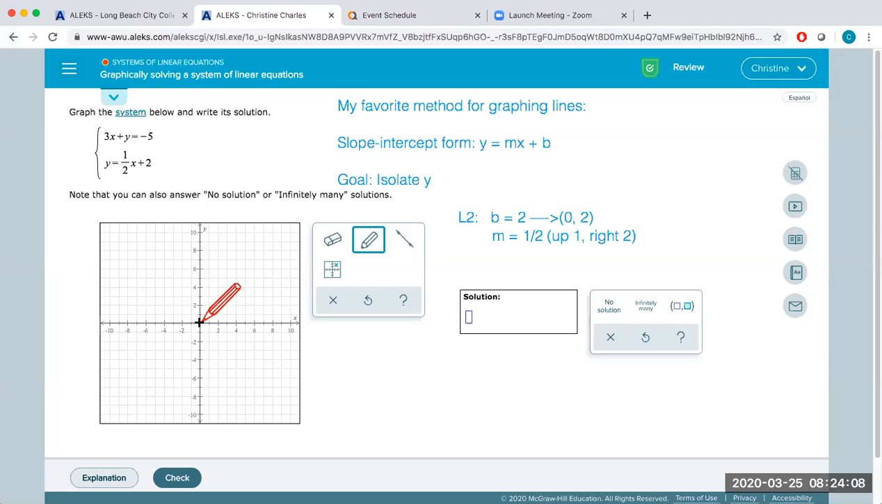Start at 0, 2. And then from there, we're going to move up 1, right 2. Up 1, right 2. Remember, we could have also, from our b value, moved down by 1 and left by 2. Go ahead and make your line.